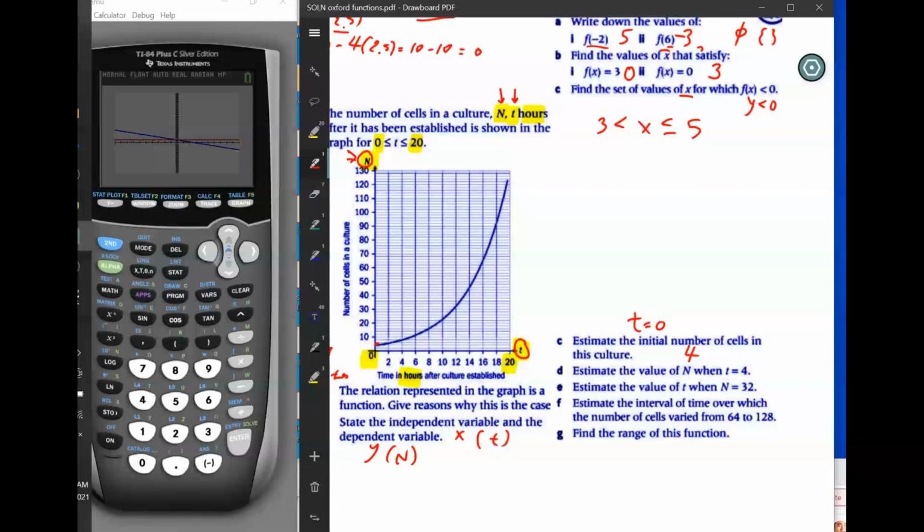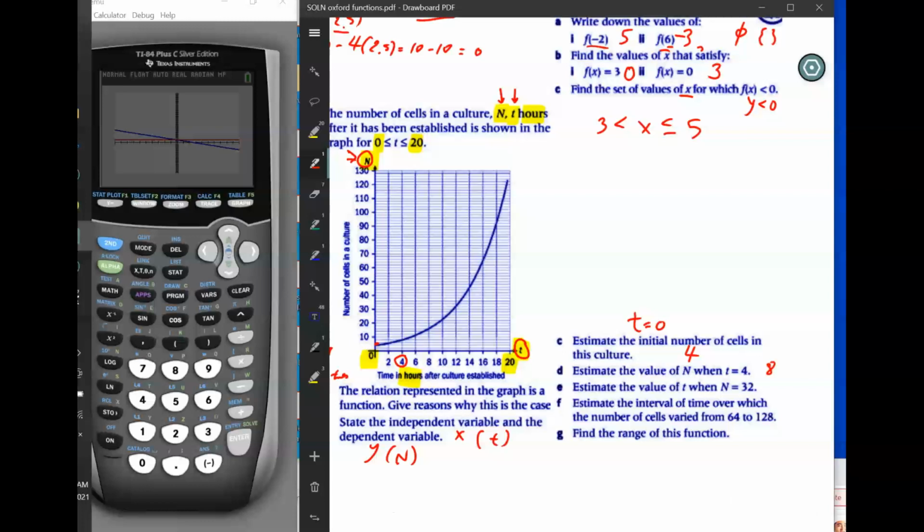Okay, estimate the value of n when t equals 4. When t equals 4, we're talking about this point right here. If we look to see the y value or the n value at that point, it looks like maybe it's 10. Maybe it's less. I think it's less. Maybe 8. I don't know. I would say 7 or 8 is fine.